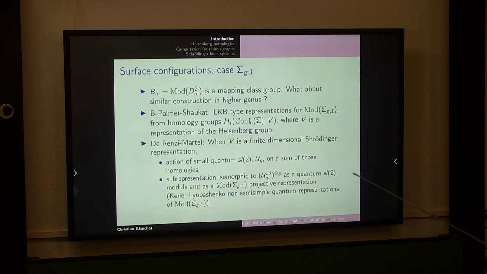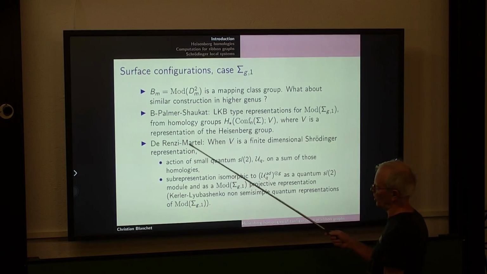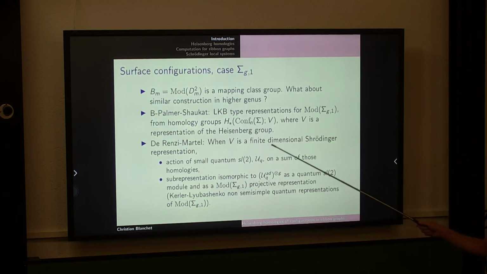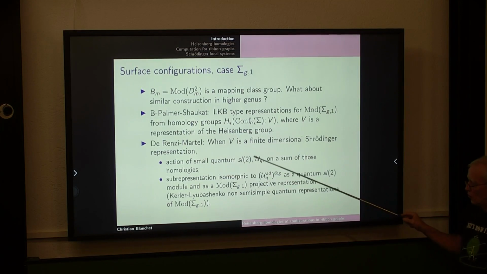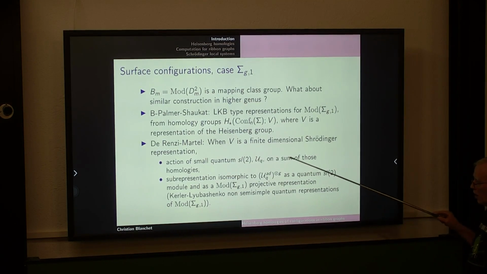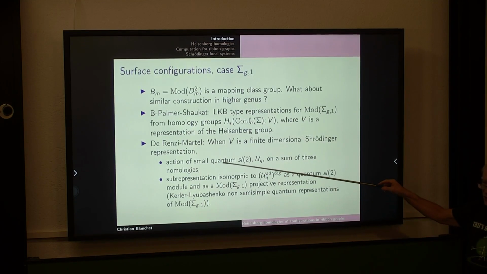So there is a strong paper by Marco de Renzi and Jules Martel, and they prove by computation, by comparing the bases, that if you specialize V to be a certain finite dimensional Schrödinger representation, say that there exists such a representation, on which you have an action of the small quantum SL2 on a sum of those homologies, the sum of all n. So you have a quantum group action, so it's quantum.